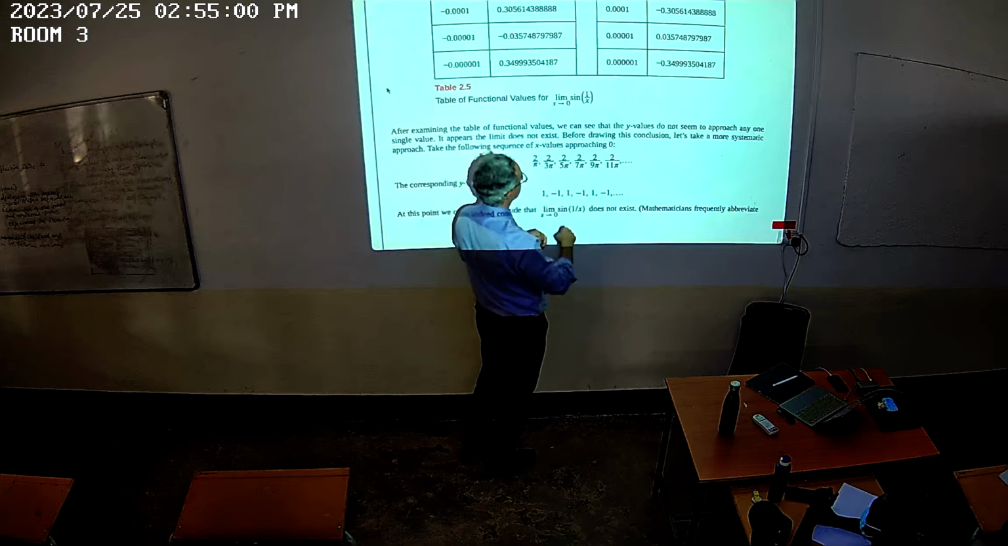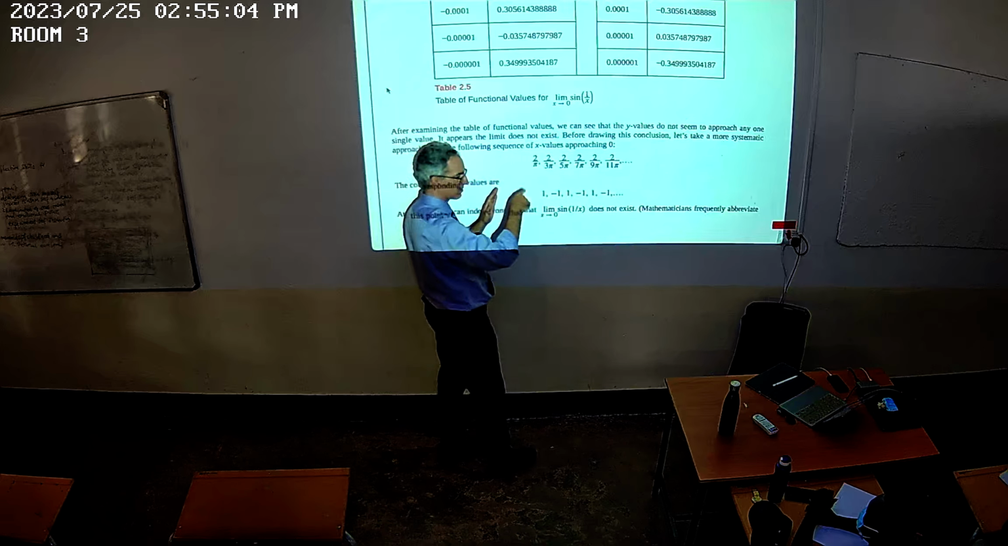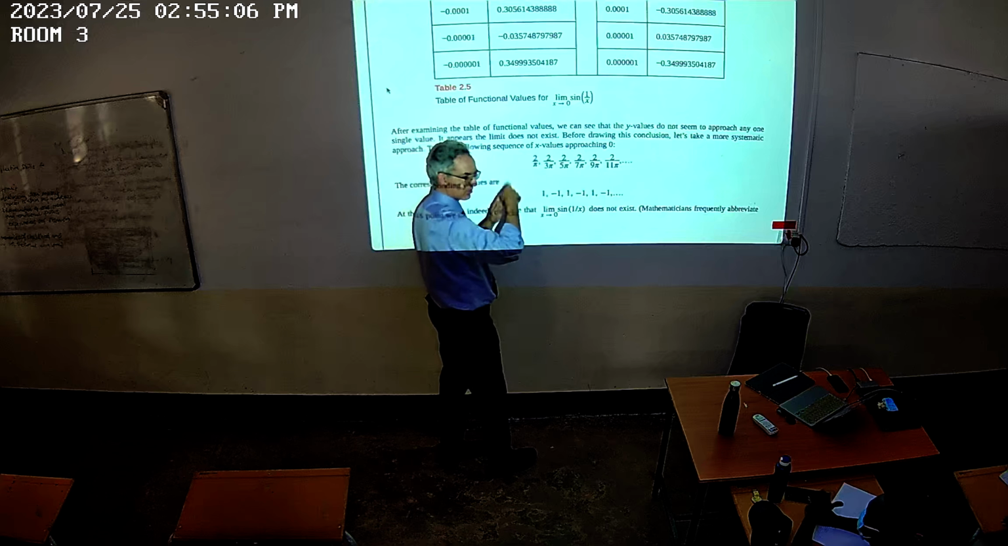So it looks like this function, as it gets close to 0, just starts bouncing faster and faster and faster. And it does not approach any number.